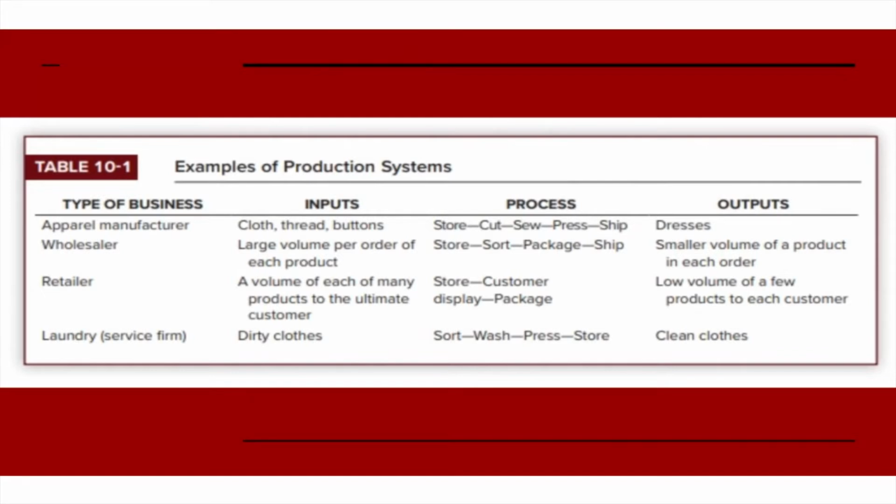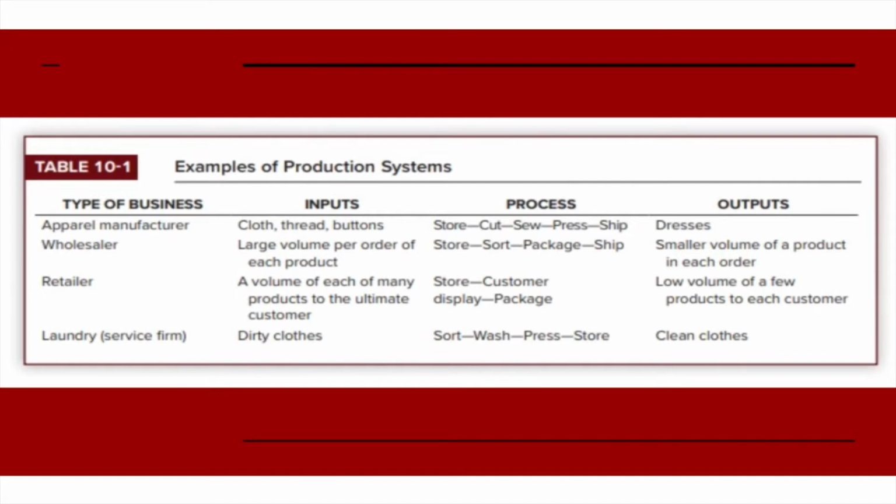But that's a manufacturer. You can think, okay, manufacturers, I can understand that. All the parts come together. We do something with the parts to make something that we can sell. Well, a wholesaler does the same thing. The wholesaler's difference is not really making anything. The wholesaler's inputs are the large volume orders. So let's say, for example, the wholesaler would buy all of those shirts.